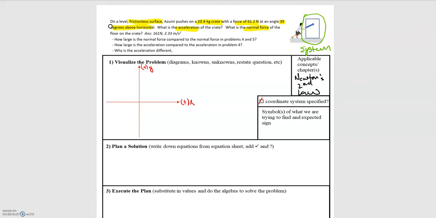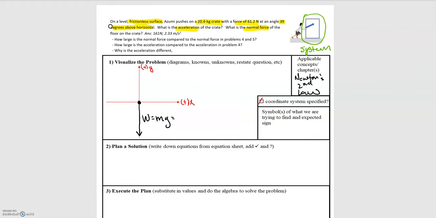Once we've defined our system, now we can draw a free body diagram for this system. So let's start by putting our dot at the center to represent the crate. We'll start with the non-contact forces, which is the force due to gravity. And so that's pointing downwards. And that is the weight. And so that's equal to mg.